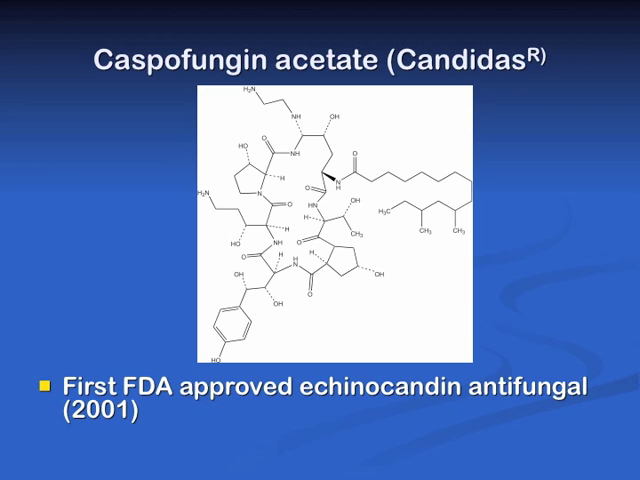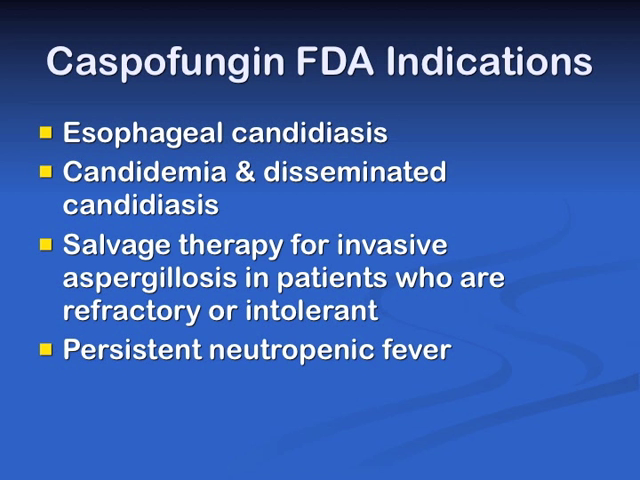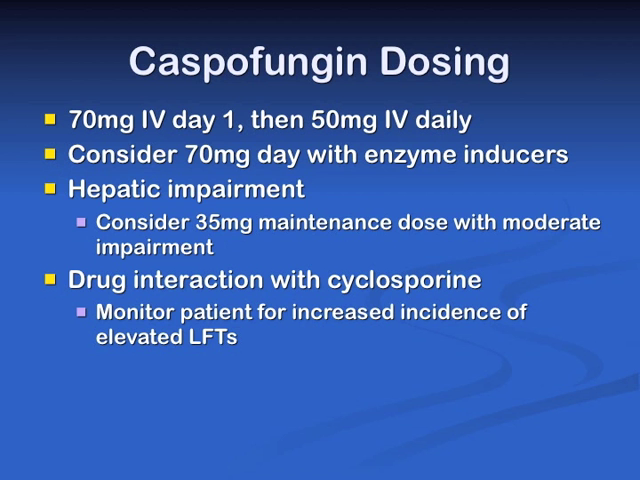This is caspofungin, or Cancidas, approved in 2001, approved for esophageal candidiasis, candidemia, disseminated candidiasis, salvage therapy for IPA in patients who are refractory or intolerant to first-line therapy, or persistent neutropenic fever, dosing 70 milligrams on day 1 and then 50 milligrams a day thereafter.